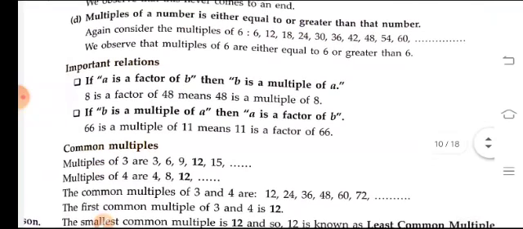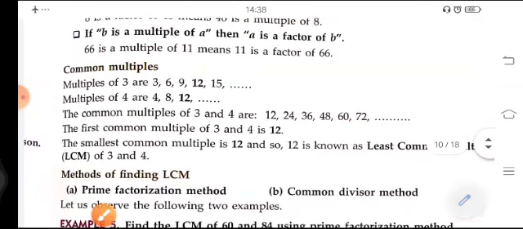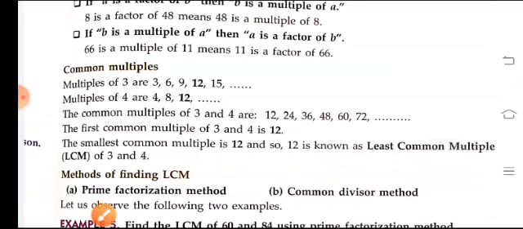Okay, so there is some relation that if A is a factor of B, then B is a multiple of A. There is an inverse relation. And if B is a multiple of A, then A is a factor of B. So what you have to do is learn all the properties and the relation of factors and multiples both.